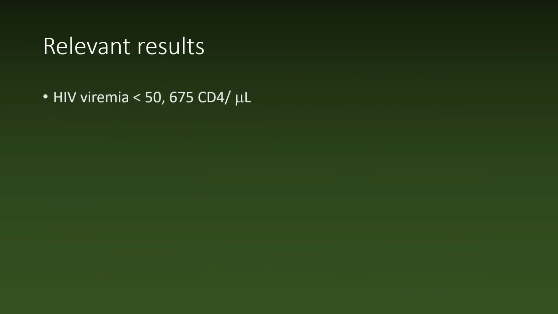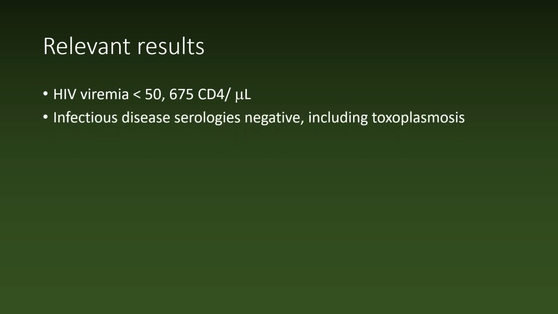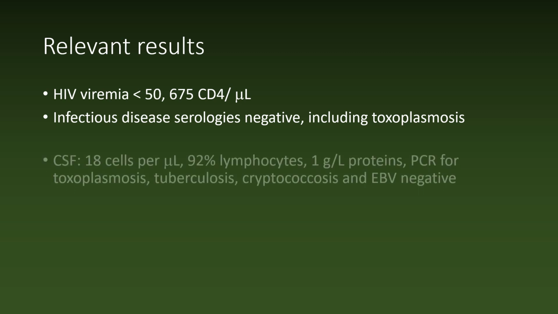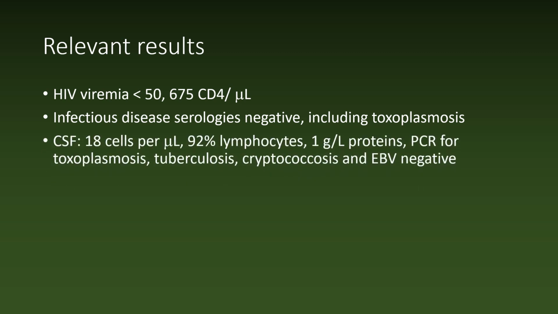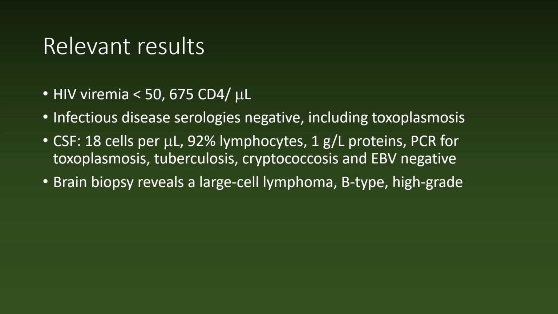His HIV viremia was undetectable and he had 675 CD4 cells per microliter. The infectious disease serologies were all negative, including toxoplasmosis. In the cerebrospinal fluid, there were 18 cells per microliter, 92% lymphocytes, and 1 gram per liter of proteins. The PCRs for toxoplasmosis, tuberculosis, cryptococcosis, and EBV were all negative. The brain biopsy revealed a large cell lymphoma of B-type, high grade.